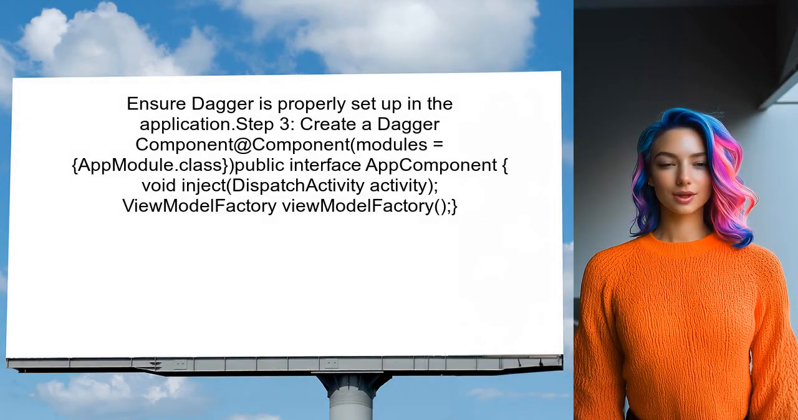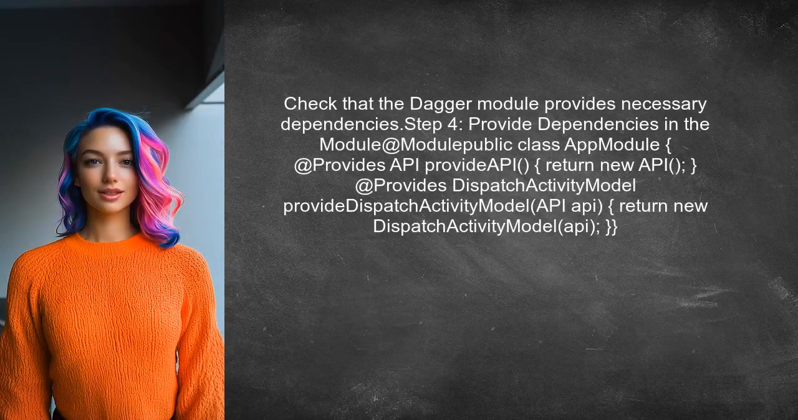Additionally, the user should ensure that Dagger is properly set up in their application. This includes creating a component that provides the ViewModel factory and injecting it into the activity. Finally, the user should check that the Dagger module provides the necessary dependencies for the ViewModel. This is crucial for avoiding runtime exceptions related to missing dependencies.